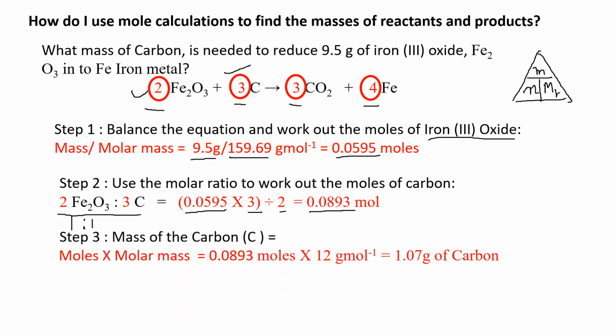Step 3, then we work out the mass of the carbon, which goes with the formula of moles times molar mass. So 0.0893 moles, which we worked out in step 2, times 12, which is the relative atomic mass or Ar of carbon, gives us the calculated version of 1.07 grams of carbon, which is the mass.